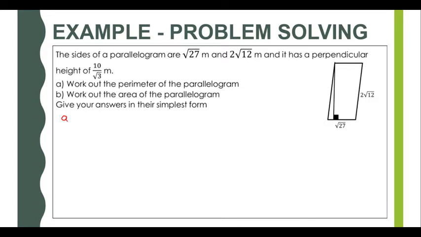If we look at part A, the perimeter of a shape is just the length of all the sides added together. So we've got root 27 plus root 27 plus 2 root 12 plus 2 root 12. We can't add these together unless the same number is in each of the square roots, so we need to see if we can simplify each of these terms. Firstly, we can collect like terms and simplify it to just give us 2 root 27 plus 4 root 12.